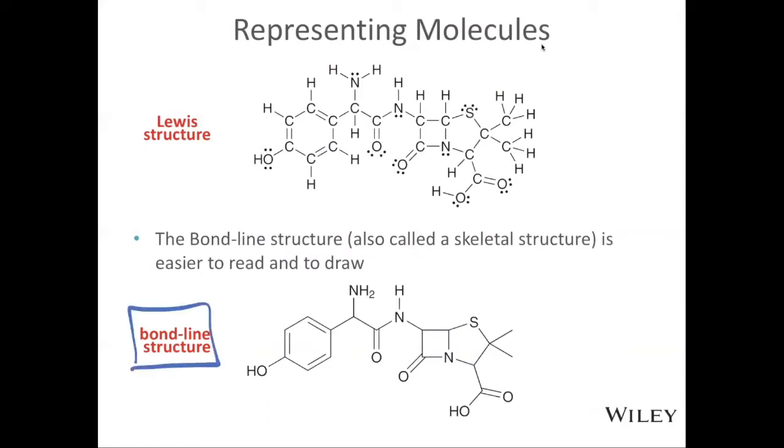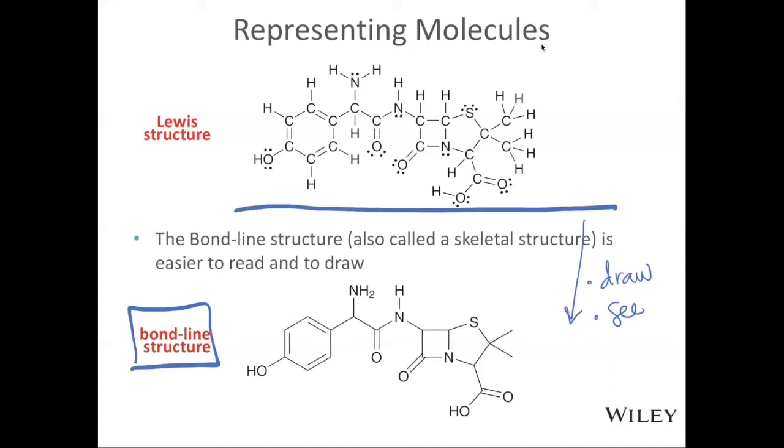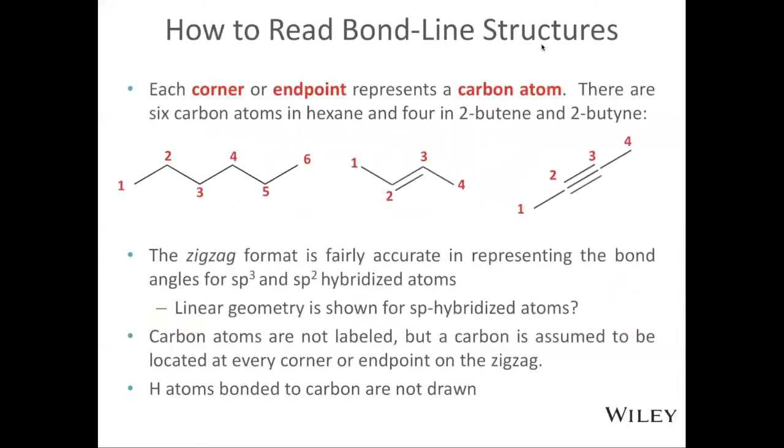So this structure above is the Lewis dot structure of this molecule, and shown below is the bond line structure. I also refer to this as the line bond or skeletal structure. You can see, I hope, that this is so much easier to draw, first of all, and to see. In both cases, the skeletal structure or the line bond structure is easier to deal with. Now, the question is, how do we get from one to the other? And so that's what I'll show you now. How to read line bond structures.